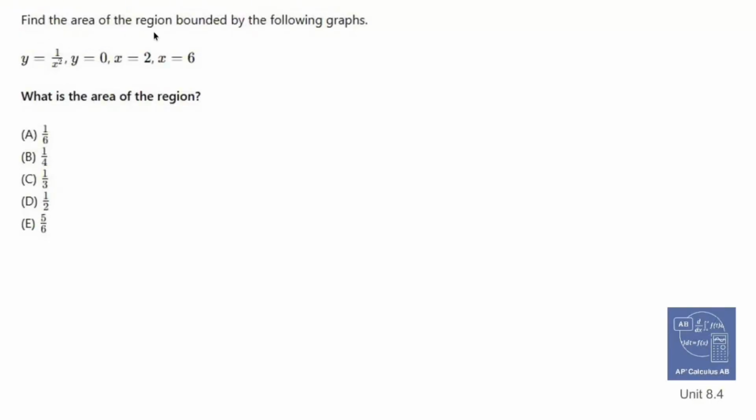Find the area of the region bounded by the following graphs. You have y equals 1 over x squared. You have y equals 0, aka the x-axis, and x equals 2 and x equals 6. Basically what we're looking at, if I were to draw this on a coordinate plane, is y equals 1 over x squared going to look like this up here and then reappear down there and look like that.